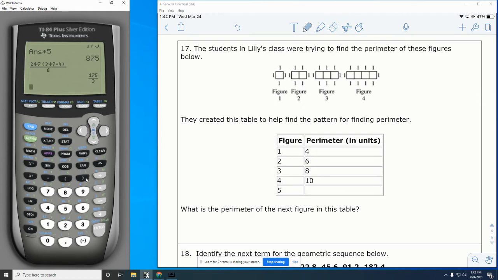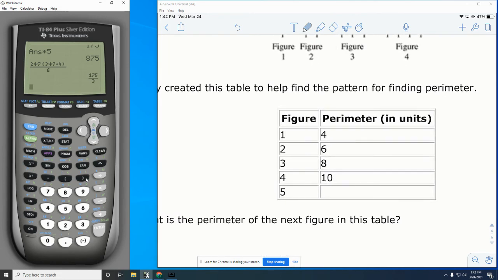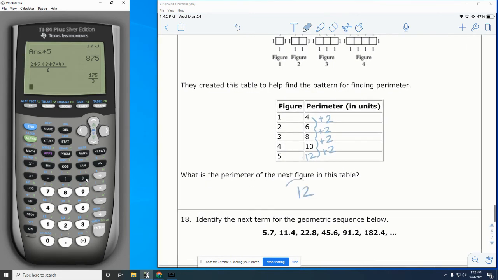Number 17, students in Lily's class were trying to find the perimeter of these two figures. They created a table. What is the perimeter of the next figure? So I can plug this into stat edit. I can also just see if I can find a pattern. So 4, we would add 2 to get to 6. 6, I would add 2 to get to 8. And then 8, I would add 2 to get to 10. So if I add 2, I would get a perimeter of 12. Now again, if you wanted to plug this into stat edit, you're more than welcome to. You do 1 through 4, stat edit, it's linear. You'd get your equation and then you'd plug in a 5.